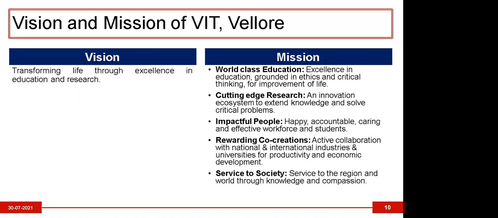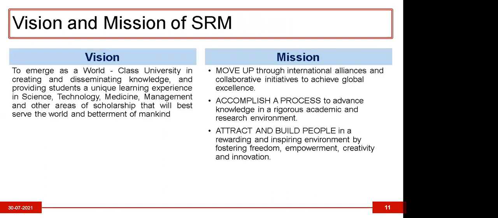And next, how do they want to realize it, what will their mission statements be? World-class education, and they are focusing on cutting edge research, a very catchy statement. Then next, impactful of the people, and rewarding co-creations and service to the society. These are the five aspects that they want to consider to have their vision realized. And similarly, I got the information from SRM.